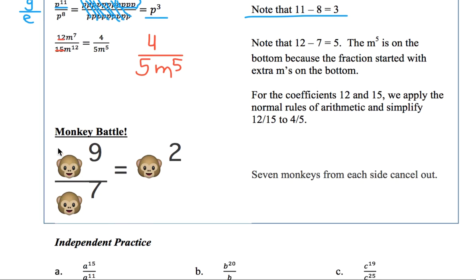Here's just more explanation of the metaphor. If we had m to the 9th over m to the 7th, we'd have an answer of m squared, or m to the 2nd power, because the 7 evil monkeys kill 7 of the good monkeys, 2 good monkeys survive. So they're on the top. But if they're on the top, we don't need to put a 1 in the denominator, right? We can leave that off.